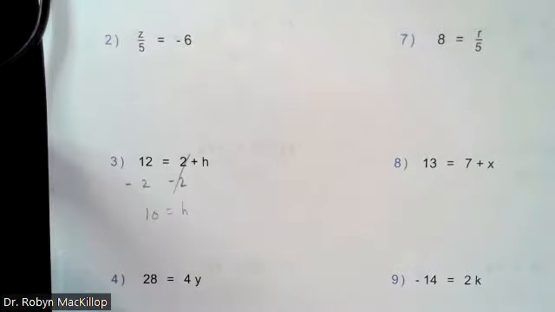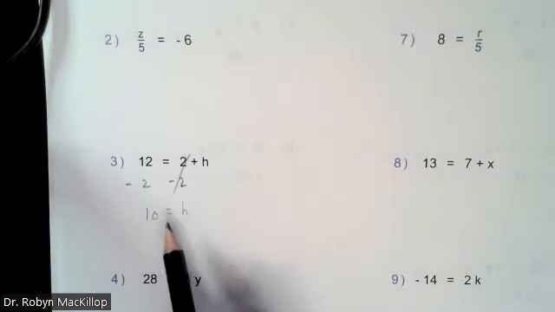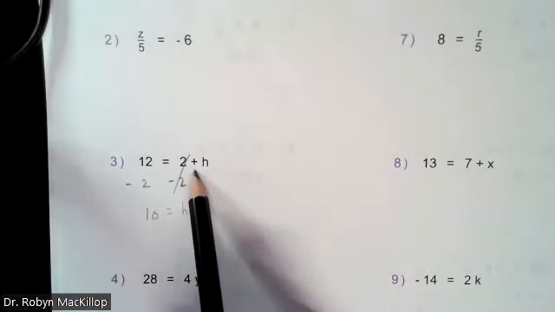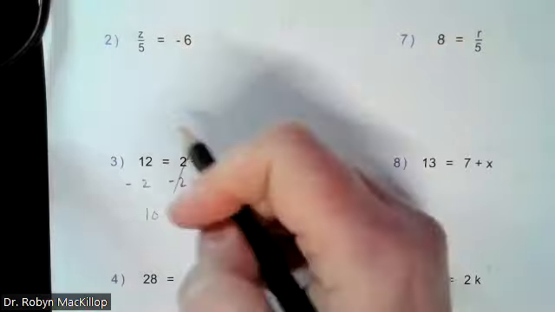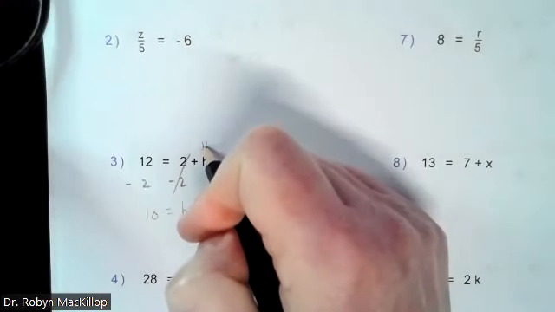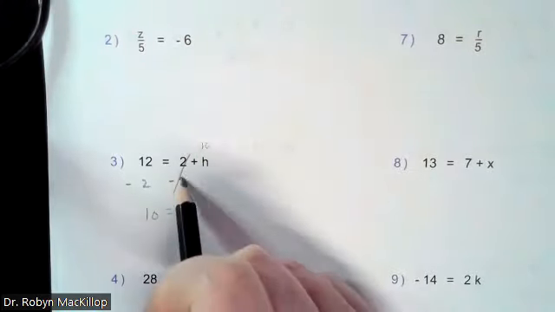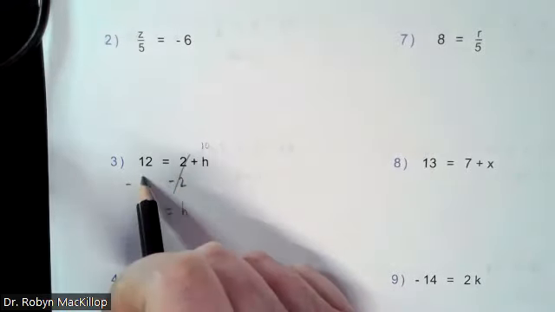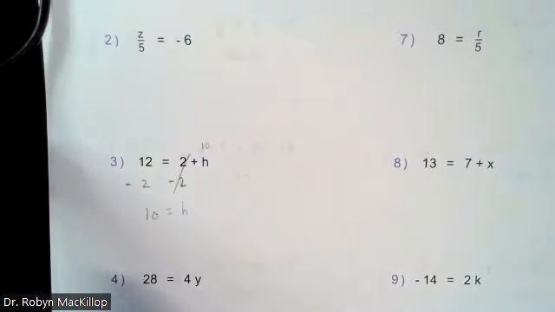is 10. The nice thing about algebraic equations is you can check your work pretty easily. You just take that 10 and pop it into the h. So this would be 10. And you've got 2 plus 10 equals 12. Nice. Super easy way to check to make sure you're on the right track.